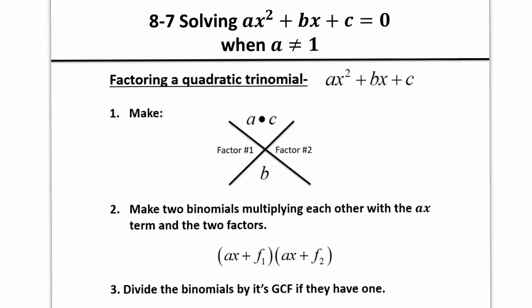Hey, what's up guys? This video is for section 8.7, which is solving quadratic equations in the form ax squared plus bx plus c equal to 0. And today, for this video, the value of a in front of the x squared will not equal 1. In my previous video, section 8.6, a equaled 1, but not in this video. So we are going to do a little bit more steps for this video here.